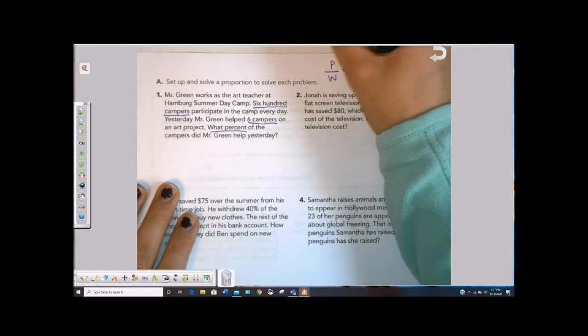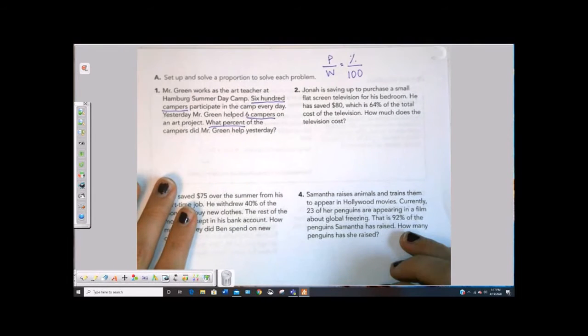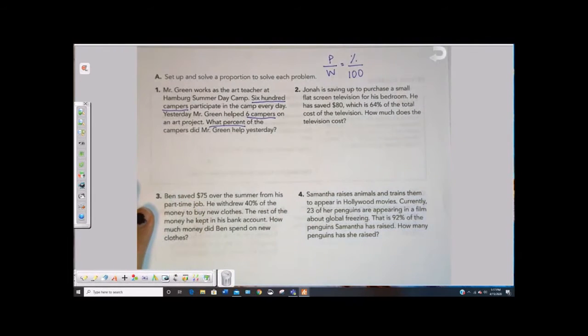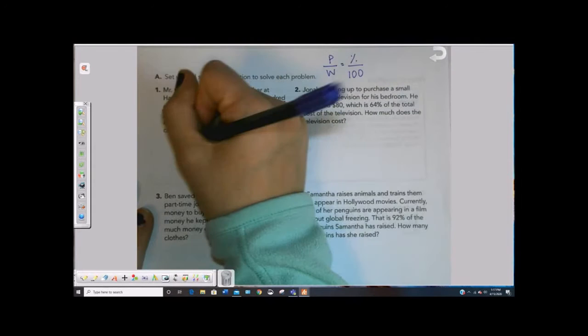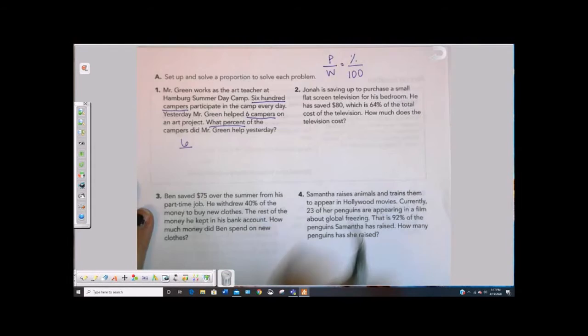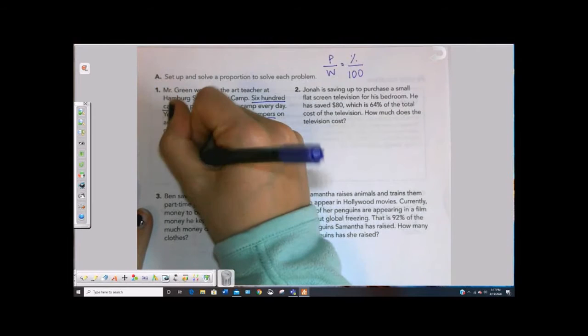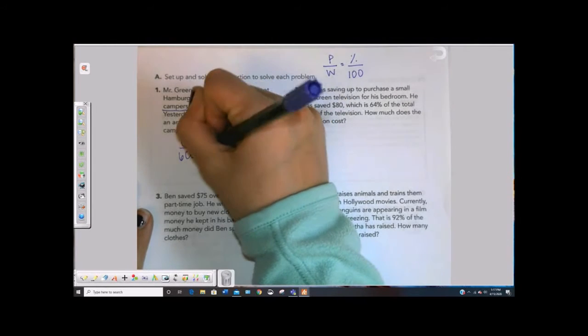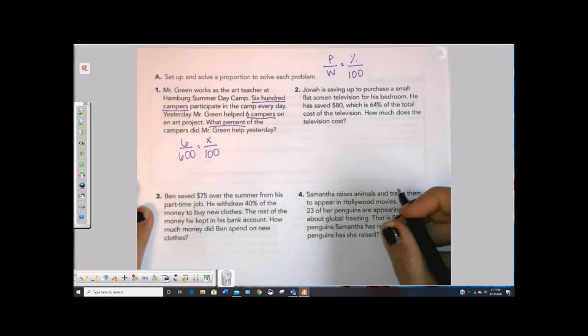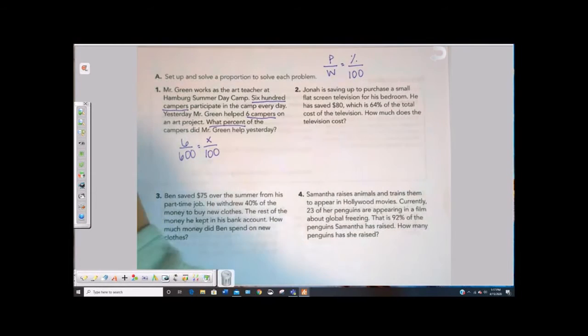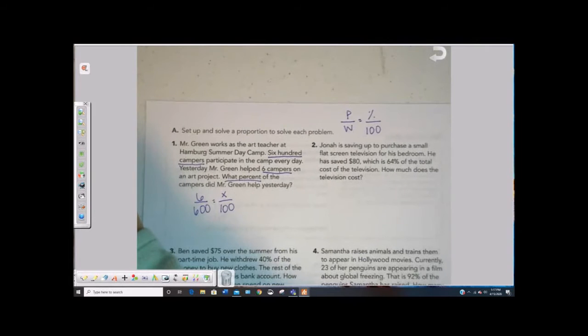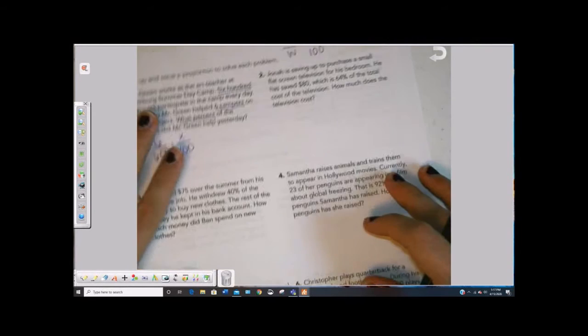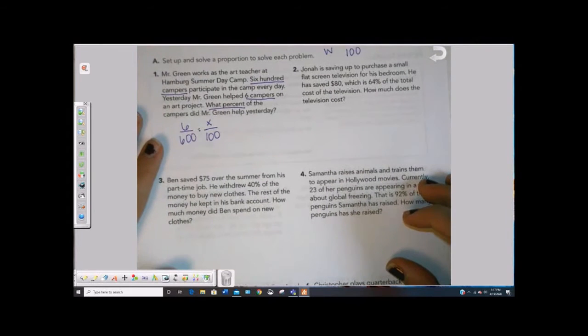And we don't have percent in this case, so we know that we need to set up part over whole. So our part is the 6 campers over the whole, which is the 600, equals x over 100. Now again, you can use p for percent if you'd like. I'm just kind of continuing and carrying on from yesterday when we did this.